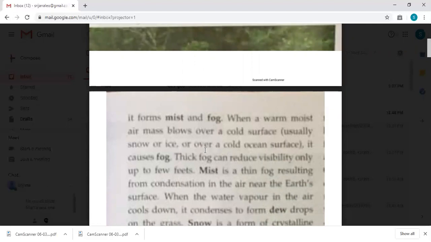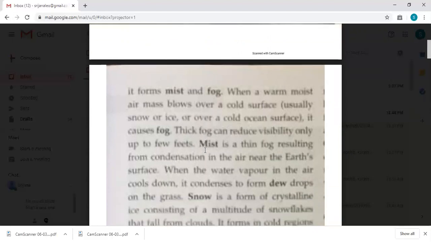When a warm moist air mass blows over a cold surface, such as snow or ice, it can cause fog. The basic difference between fog and mist: fog is a foggy day, which you must have experienced. Fog reduces visibility, there's no doubt, and it forms at ground level. When you travel by car, you have to use a fog light. You will not be able to see the other car or the other person coming towards you if it is dense fog.